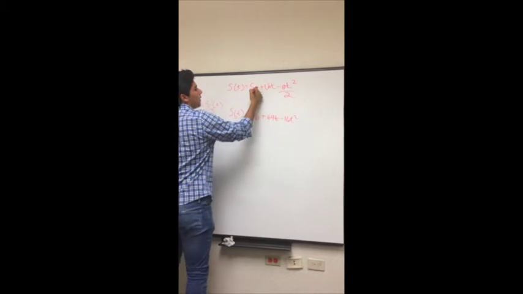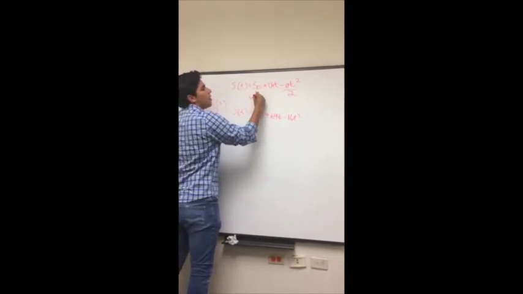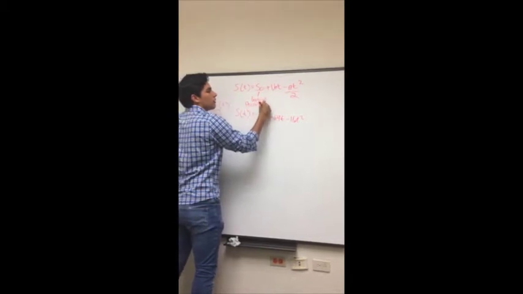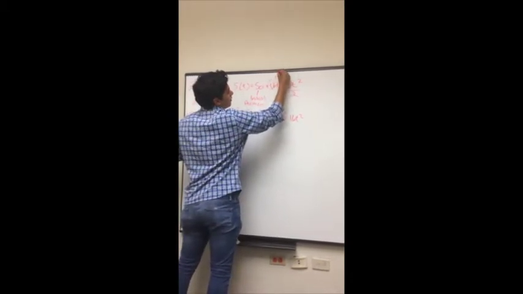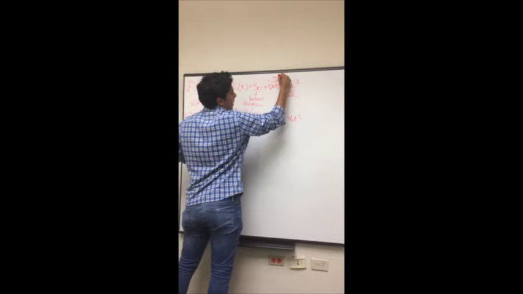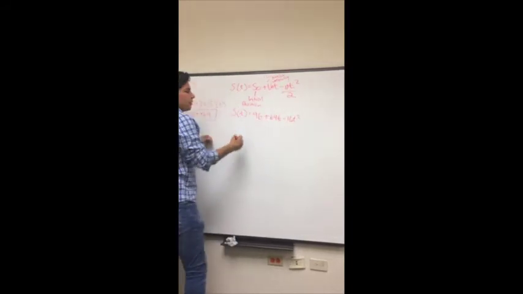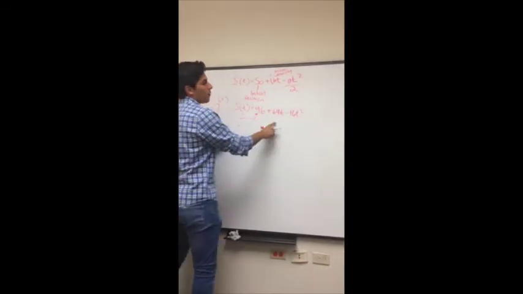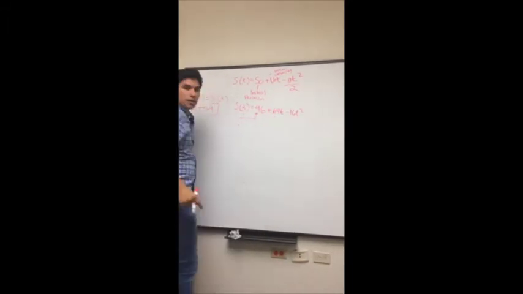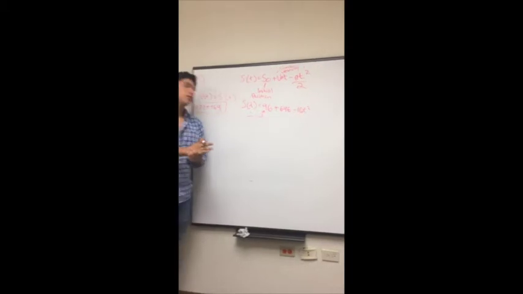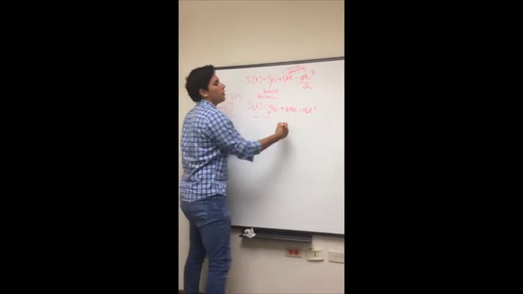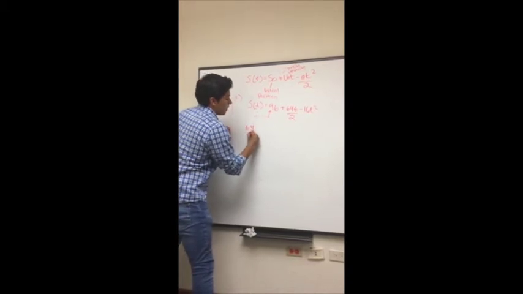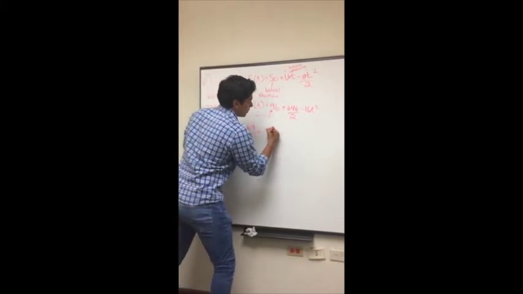We need to remember that this is the initial position. This is our initial velocity. And now this is the height. This is our initial velocity. So we need to find half of the initial velocity. So we divide 64 by 2, that is equal to 32.